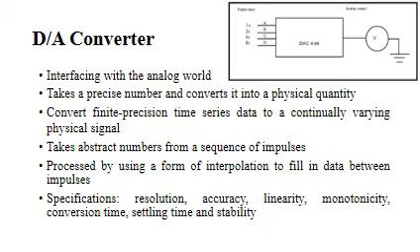Some of the important specifications are resolution, accuracy, linearity, monotonicity, conversion time, settling time, and stability. Resolution is defined as the number of different analog output voltage levels that can be provided by a DA converter. Absolute accuracy is the maximum deviation between the actual converter output and the ideal converter output. The ideal converter is the one which does not suffer from any problem.